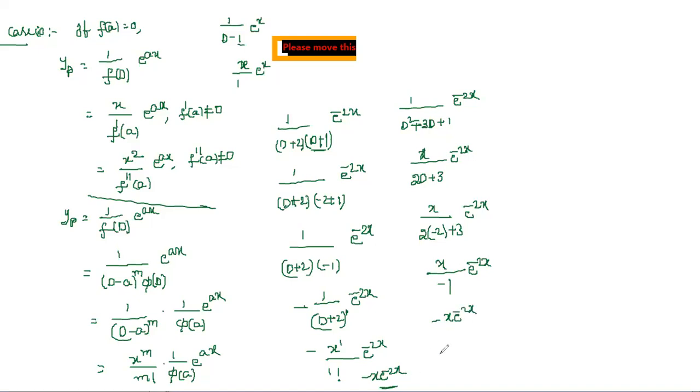Got the same one or not? See here, this one is minus x e power minus 2x, and this is also minus x e power minus 2x. You can apply any one of them, nothing will go wrong. But for this one you need to apply the derivative concept, and here there is no need to apply any derivative concept. So that's it. Any one of them you can apply. I hope you understood. Any doubt regarding this?